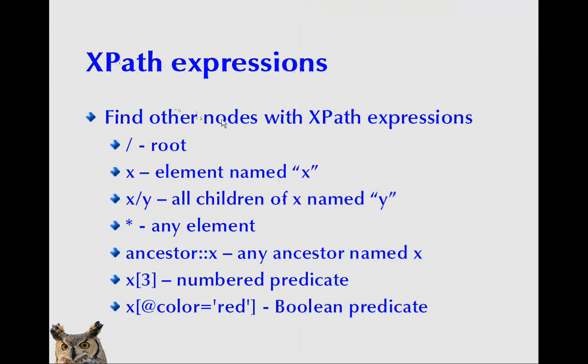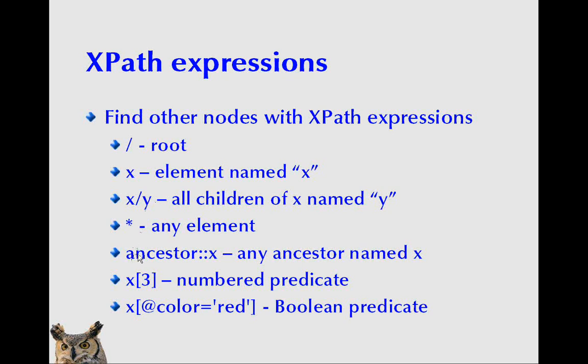And the XPath syntax itself is fairly consistent with file systems, and so we use a slash to identify the root of our document. We just use a name to specify an element. So we'd say X, and this would give us the element named X. We can also use the slash for indicating a parent-child relationship. So this expression says, show me all Y elements that have X as their parent. We can also use another shorthand, the asterisk. The asterisk says, show me any element.